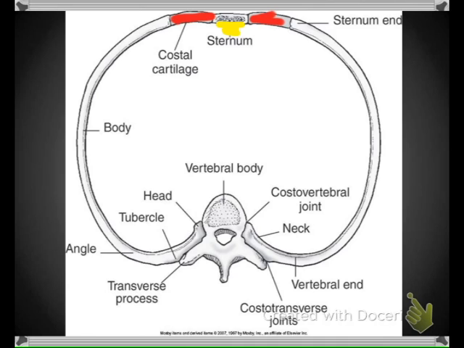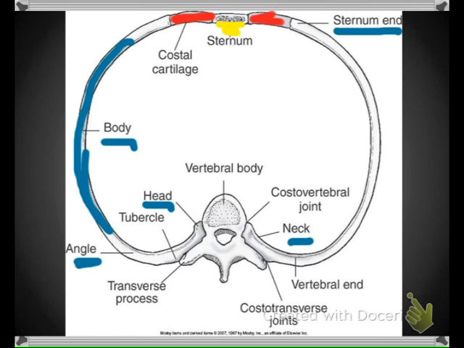Then we have various parts of the rib. We have the sternum end, we have the body, and then we have the angle, and then we have the neck and the head. And so remember all of these parts of the rib. Remember that the sternum end is what it implies, at the sternum end. The body is the majority of the rib, all the way from the sternum end to the angle. The angle is where it actually makes the sharp turn to go anterior, and then we reach the neck, and that leads to the head. So just remember those key points here.